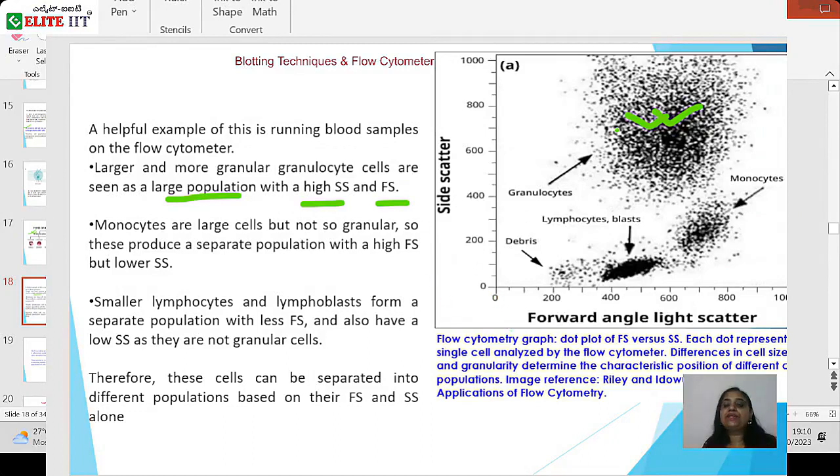Okay, so what is happening? Here you can understand the granulocyte size as well as the concentration of this type of cells. It is higher than other cells, from the density of the dot peaks.